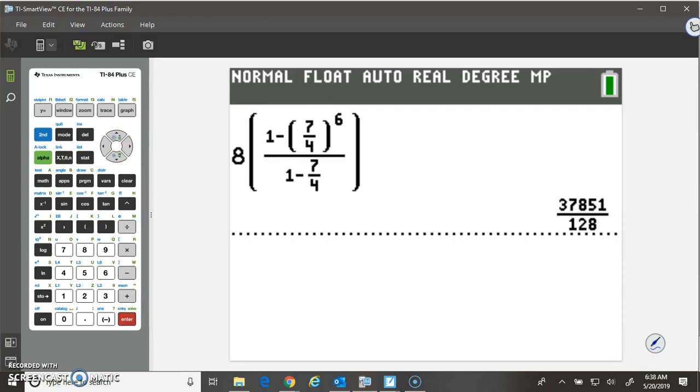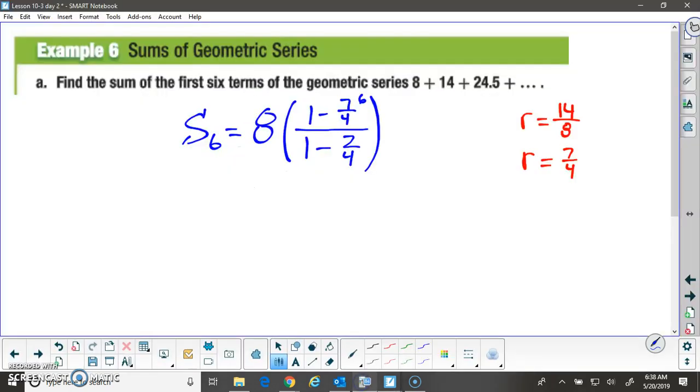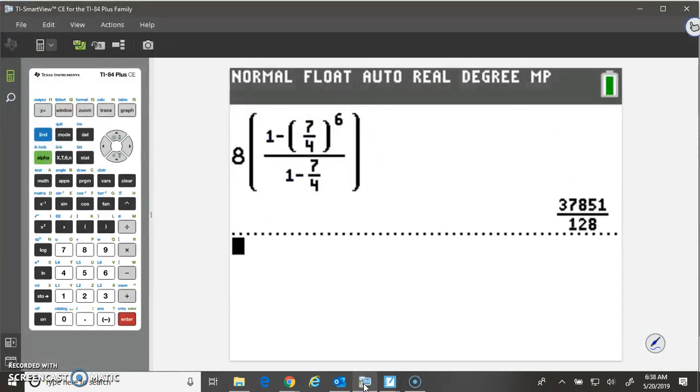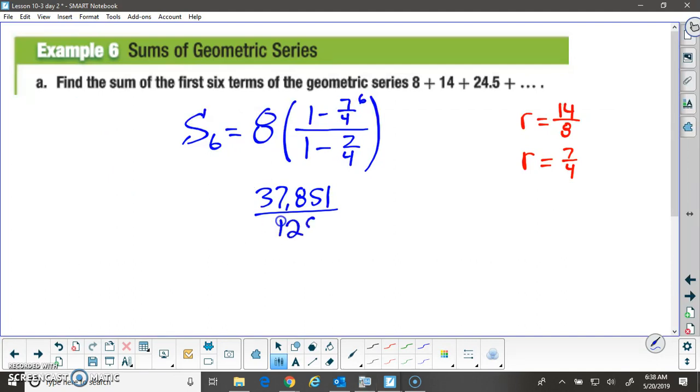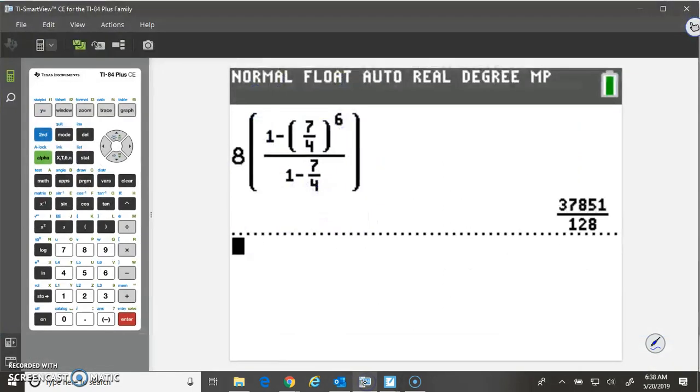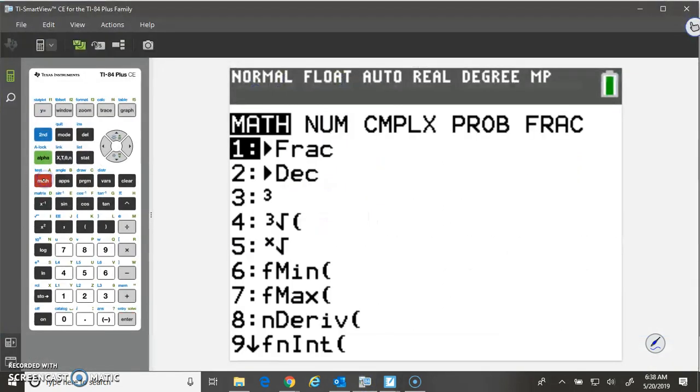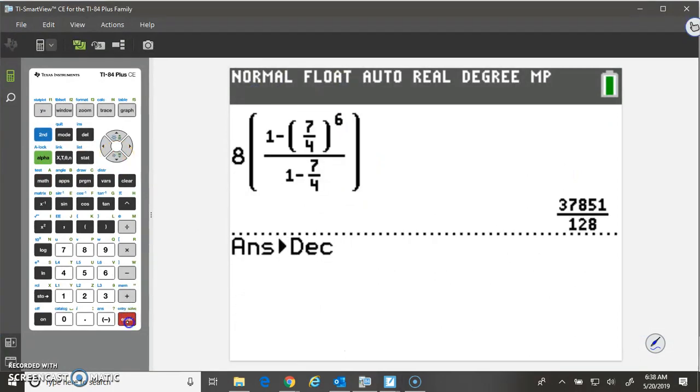And we get 37,851 over 128. That's the sum of your first 6 terms. If you wanted to get it as a decimal, you could simply change it into a decimal like this.